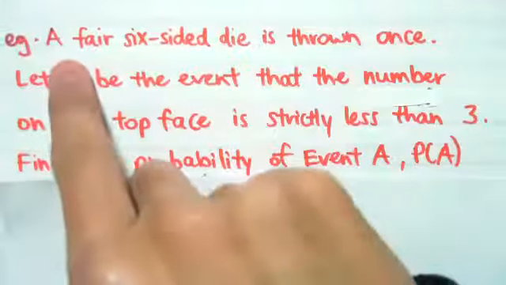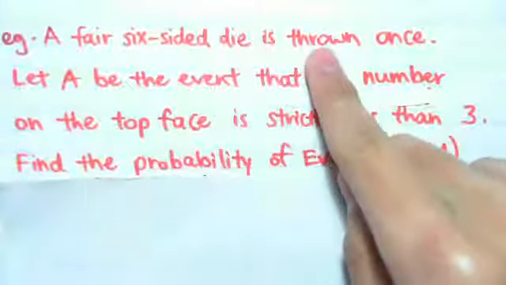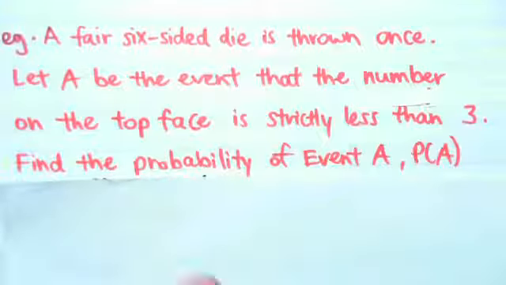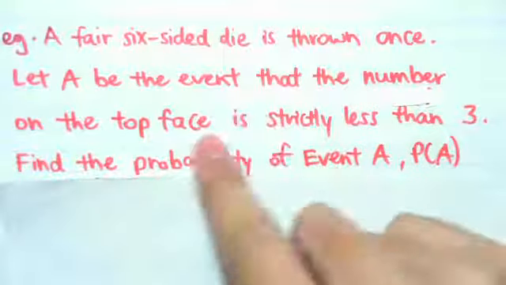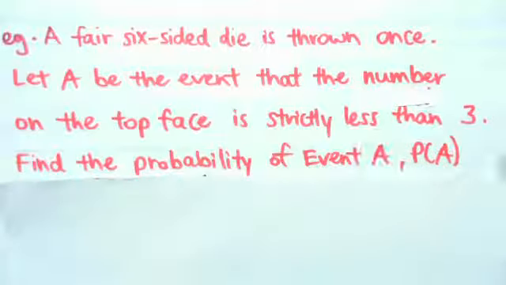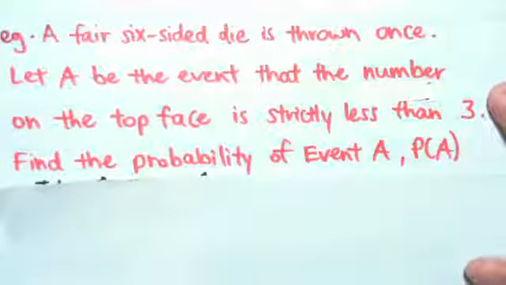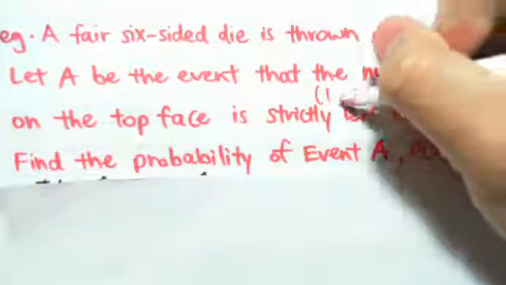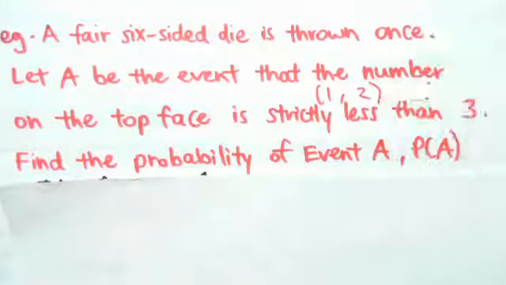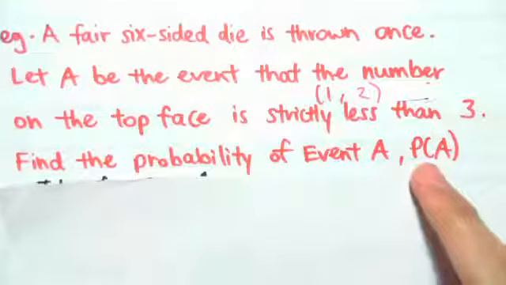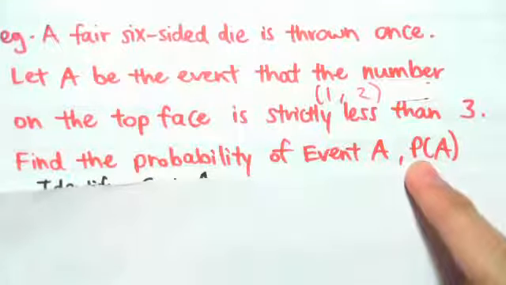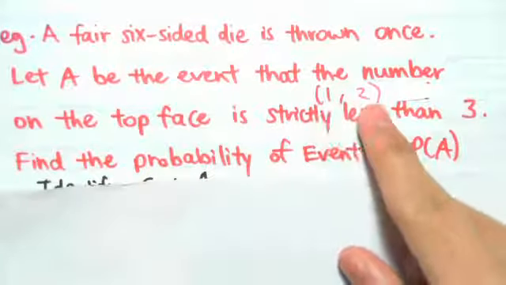So let's say we had a fair six-sided die and we only threw it once. So we let A be the event that the number on the top face is strictly less than 3. By strictly less than 3, that basically means that the top face of our die must be 1 or 2. And so we must find the probability of event A occurring. So that's P of A. So P of A basically means that we have to find the probability of the top face being either 1 or 2.